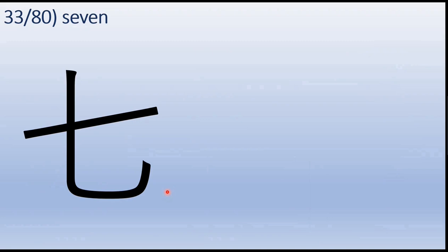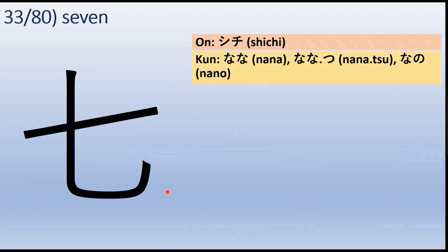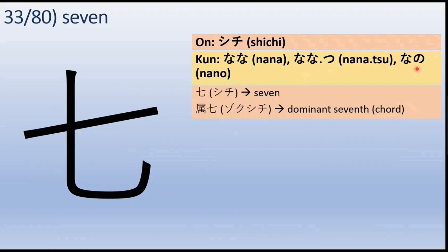Next is numeral 7, which is shichi in onyomi and nana in kun'yomi. Also, the different usages may be in terms of nanatsu or nano. Let's look at the usages in onyomi. Shichi means 7 and Zokushichi, which means dominant seventh chord.